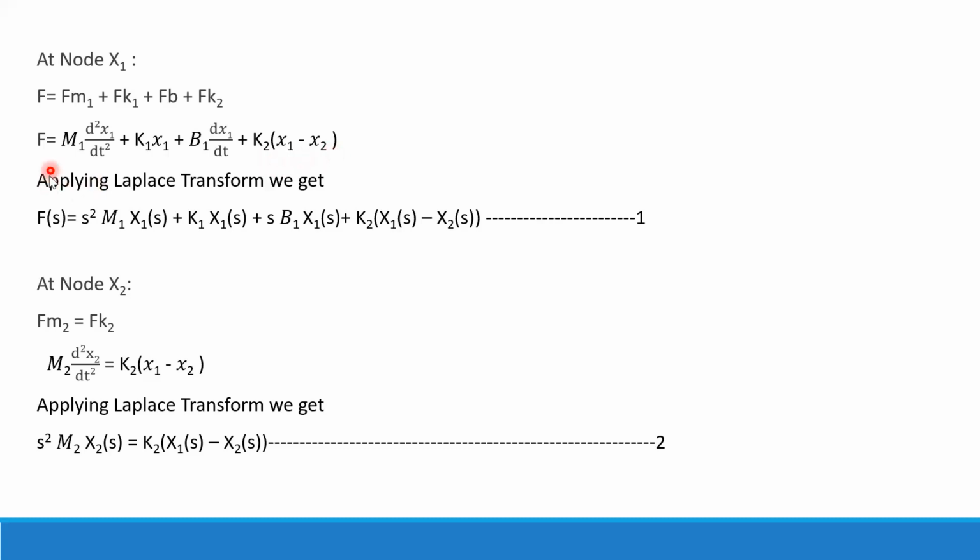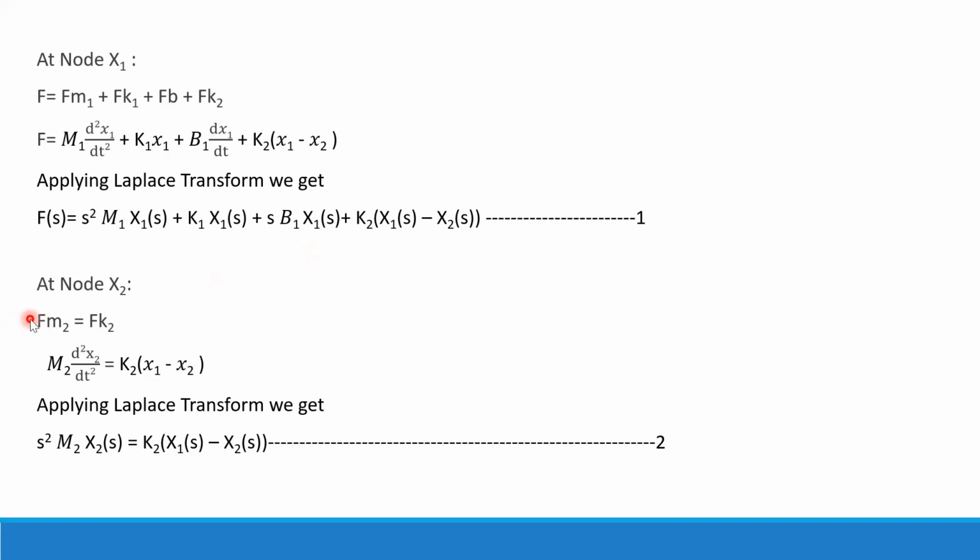Okay, this is simple, and we just have to apply Laplace transform to it and we'll get the respective values. Since this is a second derivative, we'll get s square x1(s) multiplied by m1. Similarly, this has no derivative, so it will be k1 x1(s) only. This is a first derivative, so it will be s b1 x1(s), and this will also be k2 times x1(s) minus x2(s). So this is your first equation at node x1.